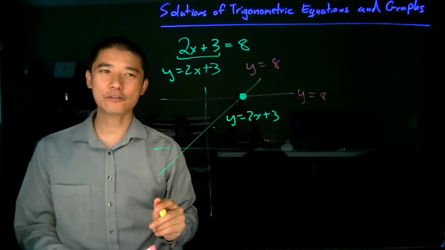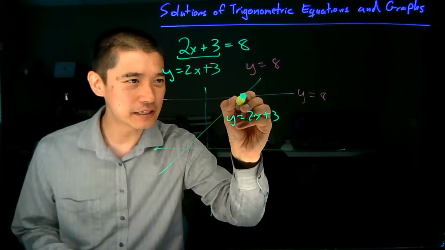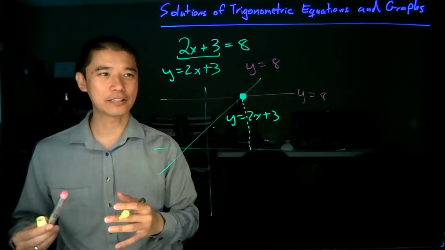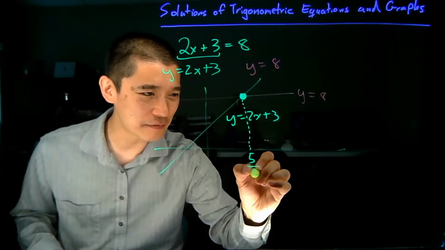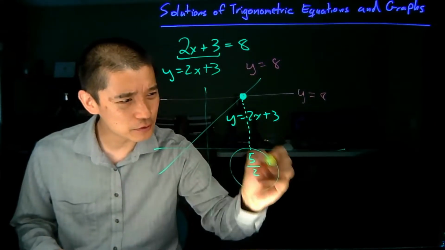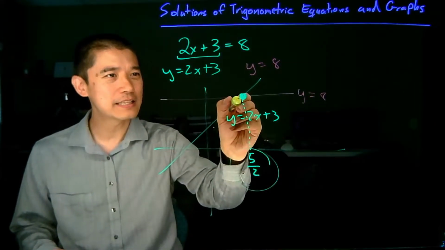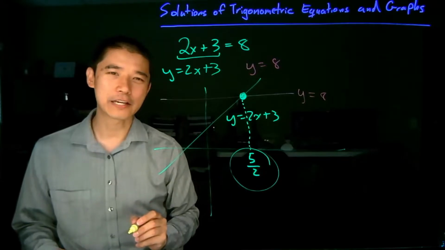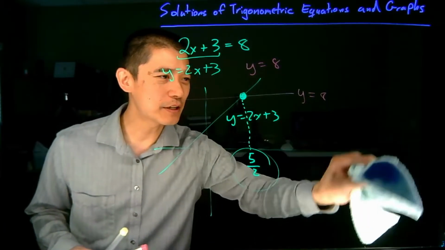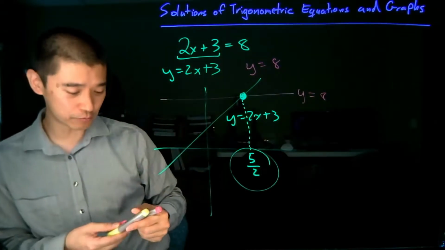And there's a point of intersection there. We're interested in the x value that gives us that point of intersection. If you do all the work, you'll find that this is 5/2: subtract 3, divide by 2. But what we're looking for here, the solution, is the x coordinate that gives us the location of that point of intersection. And the reason this matters is because when we solve trigonometric equations, we're going to be doing something very similar.